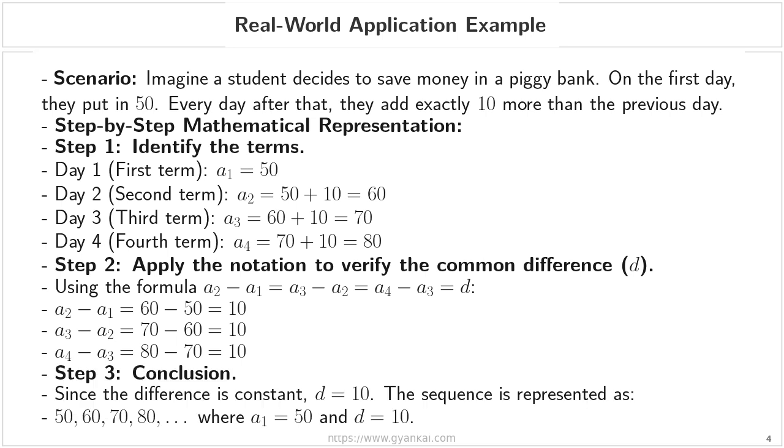Finally, in step 3, we reach our conclusion. Because the difference between each consecutive day is constant, we can officially state that our common difference, d, is 10. So our sequence is 50, 60, 70, 80, and so on, where the first term, a sub 1, is 50 and the common difference, d, is 10. As we move to the next slide, I want you to pay close attention, because I'll show you some common pitfalls where students often trip up when performing these exact types of calculations.